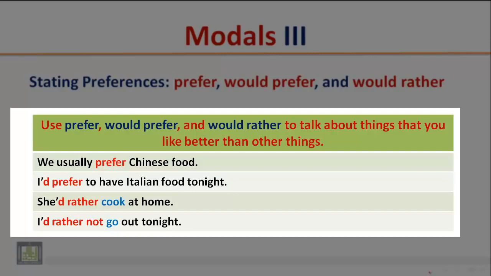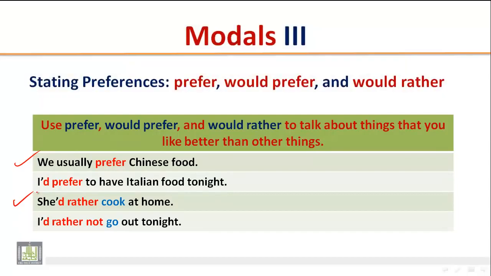Examples: We usually prefer Chinese food. I'd prefer to have Italian food tonight. She'd rather cook at home. I'd rather not go out tonight. The first example implies that we prefer Chinese food more than other kinds of food. The third example implies that she prefers to stay home and cook. She doesn't like to go out.